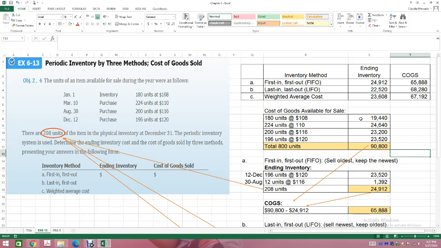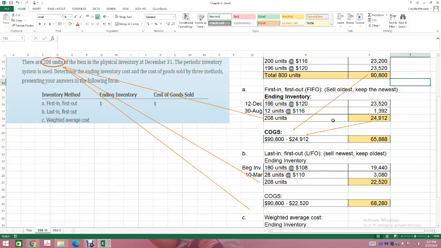Okay, so this was an excellent example because we were able to calculate all three methods, both the ending inventory and the cost of goods sold. All of the calculations are included on how I arrived at each of those numbers.